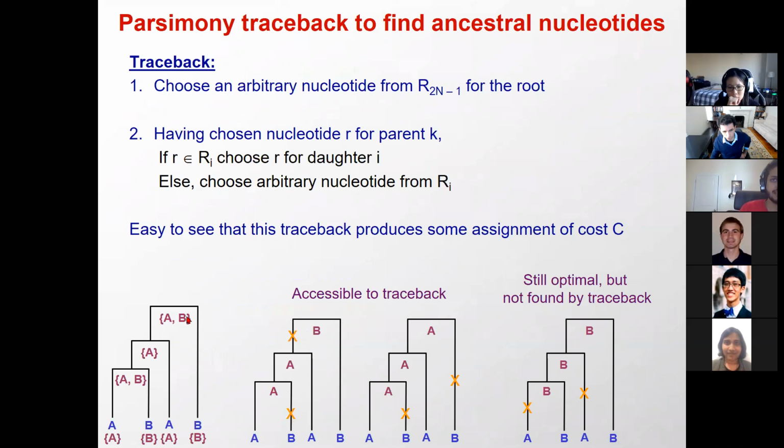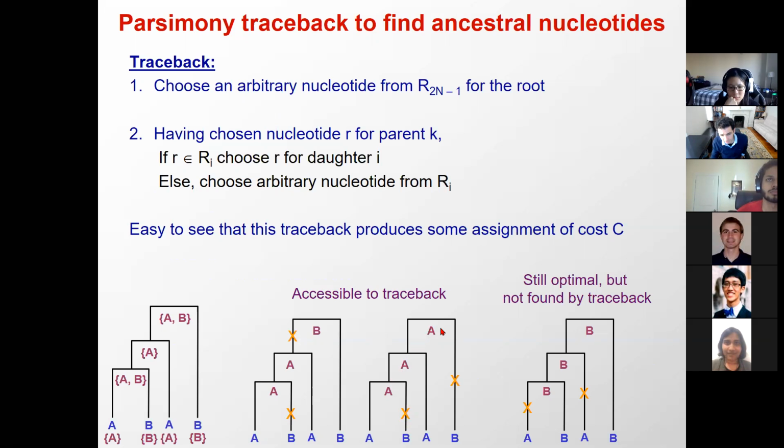There's another possibility, which is I can label the ancestral node A, and then I have a cost of 1 to change into a B here, and then no cost here, and then another cost of 1 to change into a B here.